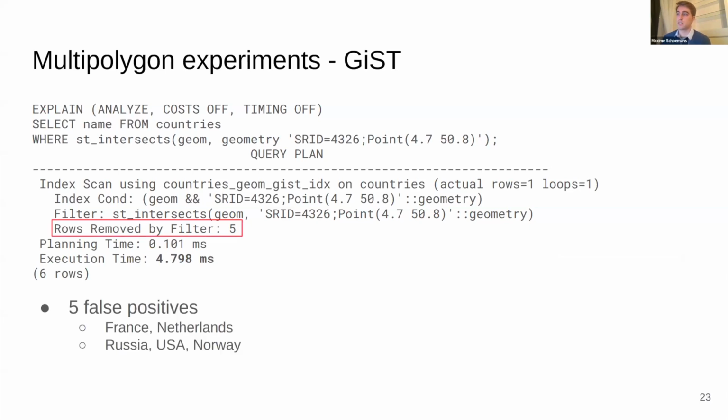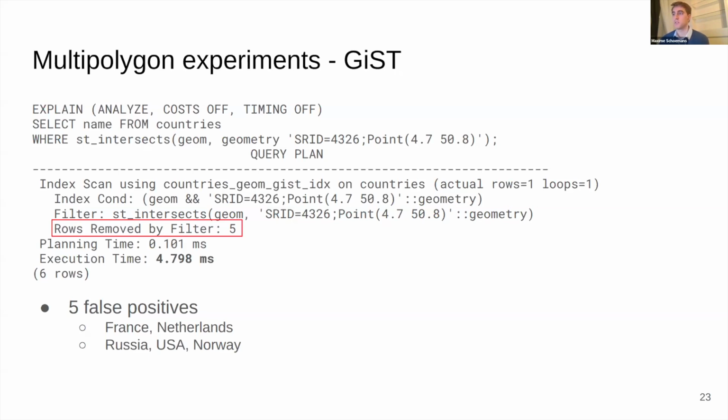And what we see here is that the index is being used. In this case, the table had a GiST index. So the index is being used, but the index returns 6 values, 5 of them being false positives. And if we investigate a bit, we can find that these 5 false positives are France, Netherlands, but also Russia, USA, and Norway. So France and Netherlands make some sense because these are near Belgium, but Russia, USA, and Norway appear because of the issue that I was showing at the start, where we have a much larger bounding box than we actually want.